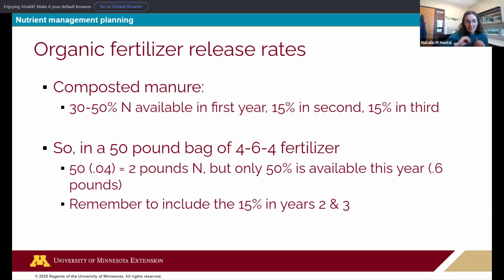So that's something to think about if you're primarily relying on composted manure: bring down the amount you're counting on in the first year. But also, if you've been applying these products over the years, factor in that you're still getting some nitrogen from those previous applications.